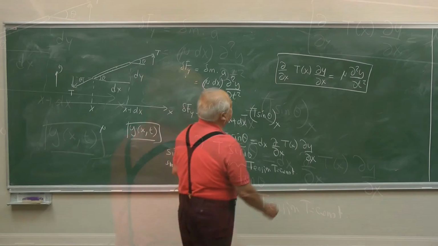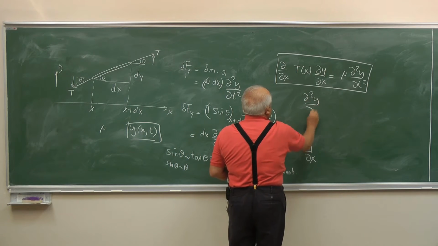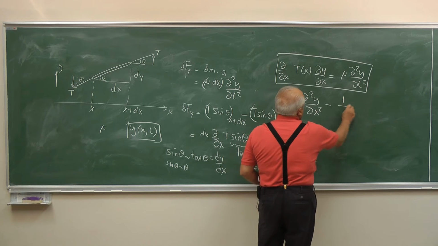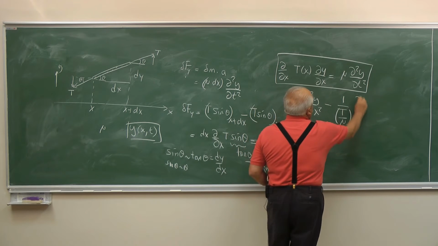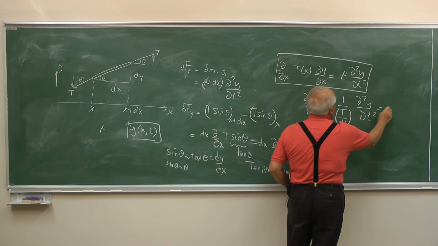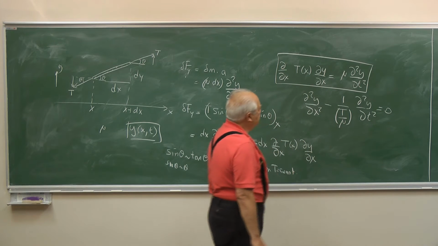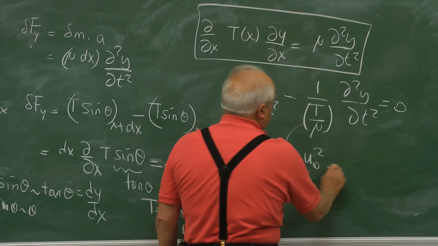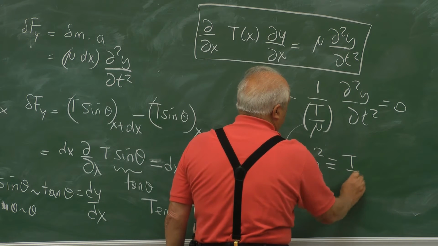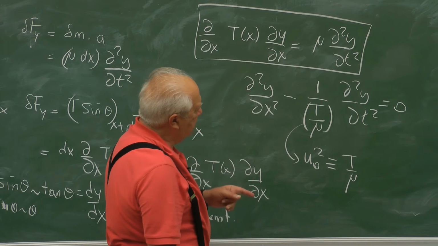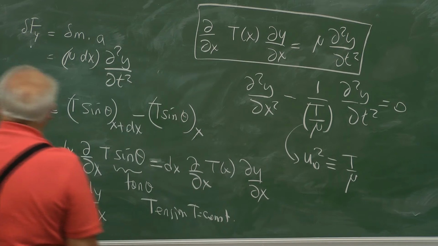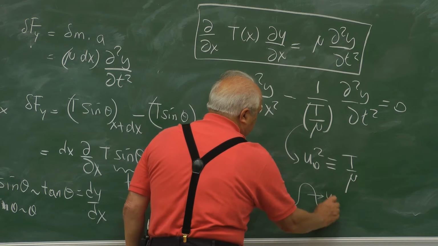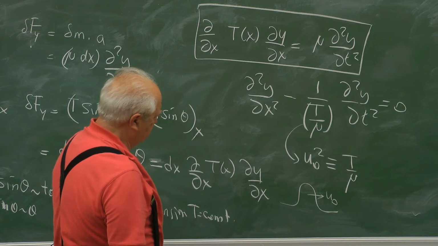In which case, we can write del square y over del x square minus 1 over T over mu del square y over del t square is equal to 0. So this is a one-dimensional wave equation, and this we shall call u0 square. That's T over mu. u0 is the speed of the disturbance along the string. So for example, if this is a disturbance, this will move with u0. So that's the disturbance.